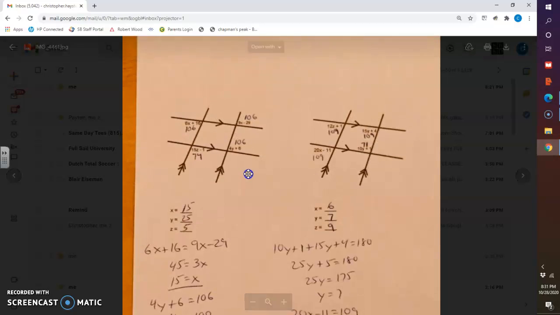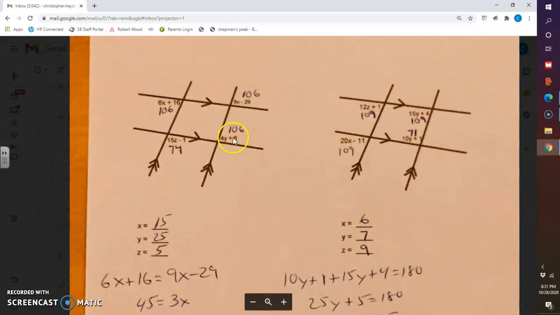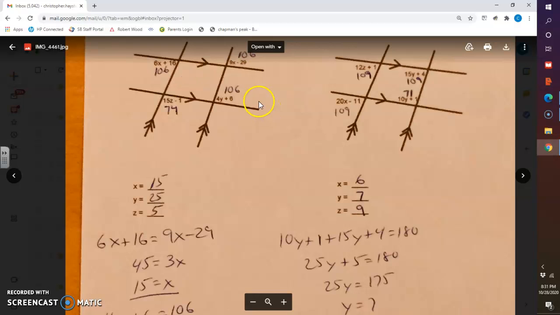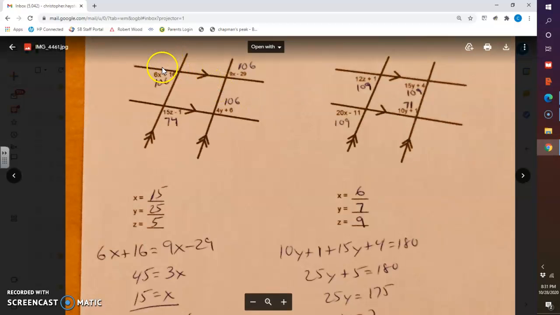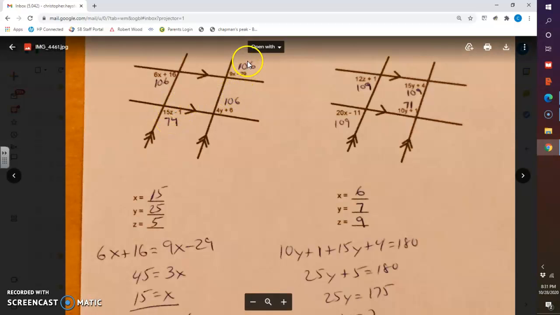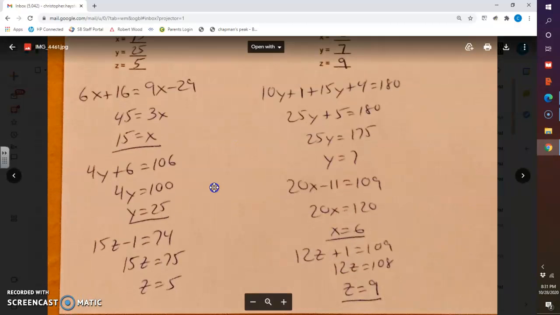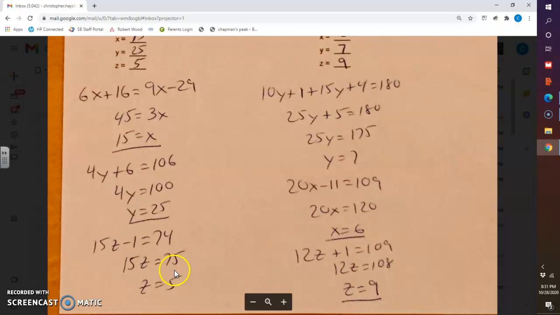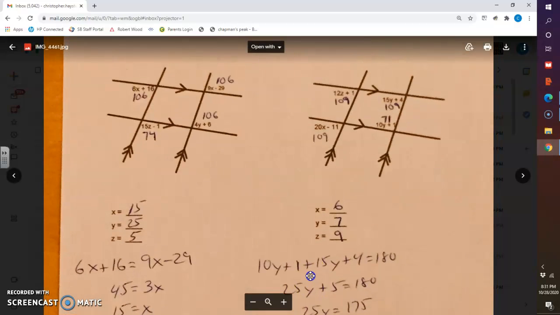Now we're going to do some algebra. In this case here, my x's represent alternate exterior angles. So when I set them equal, my x is 15. And when I plug 15 in for x, that makes this angle 106, which would make this angle 106, which makes this angle 74. If this is 106, the corresponding angle is also 106. So we set 15z minus 1 equals 74, and z equals 5. 4y plus 6 equals 106, and my y equals 25.